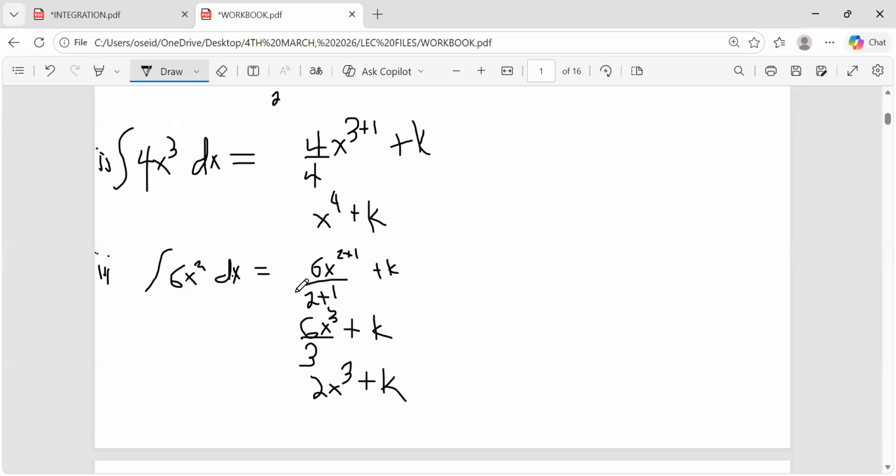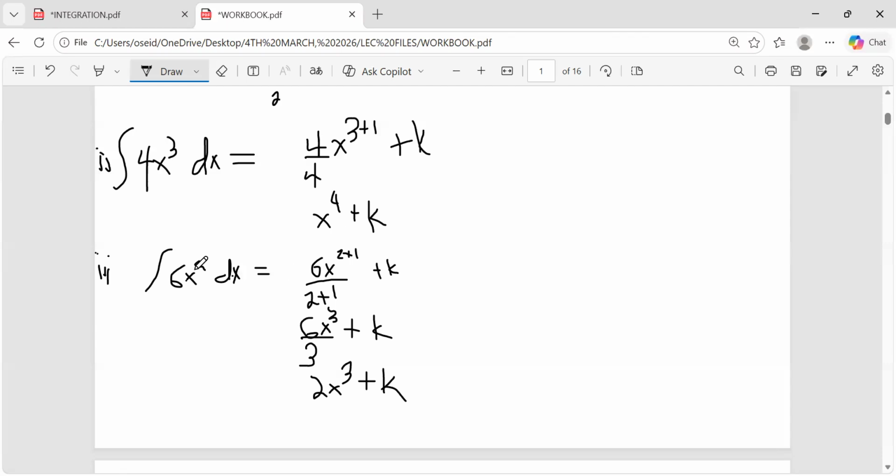The same applies to this one also. We had 4x cubed. When we are integrating, we add 1 to the power, making it 4. We divide it by the coefficient, which is 4, and 4 can go into itself 1. That's why we had x exponent 4 plus k.